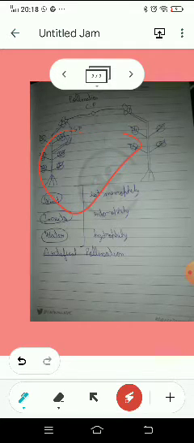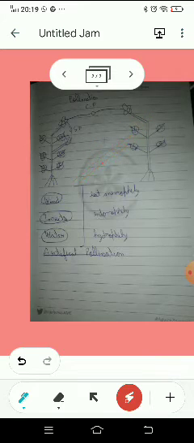From the diagram, the process of pollination is when pollen grains are transferred from the anther of one flower to the stigma of another flower of the same species, or if the pollen grains are transferred to another flower of another plant of the same species. This process is known as pollination. Now, pollination is categorized into two types: self pollination and cross pollination.